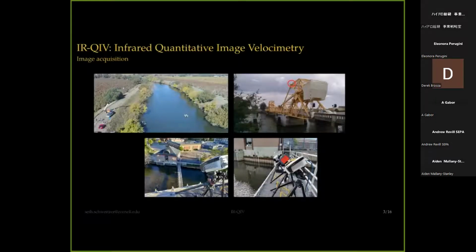So first step in our process is image acquisition. This is similar to what people do with a fixed camera for LSPIVs. We find someplace high up to mount a camera. The main difference between this and using visible light imagery is just the type of camera we use. These are very highly sensitive thermal infrared cameras.